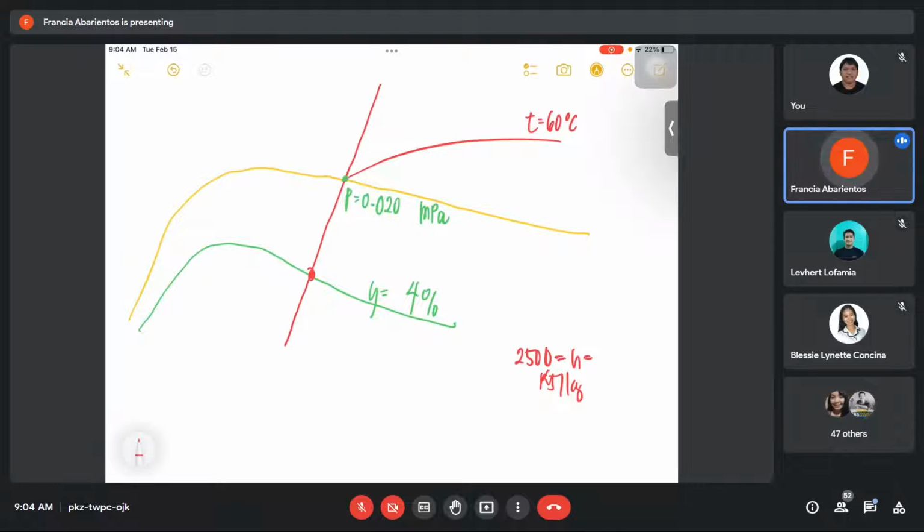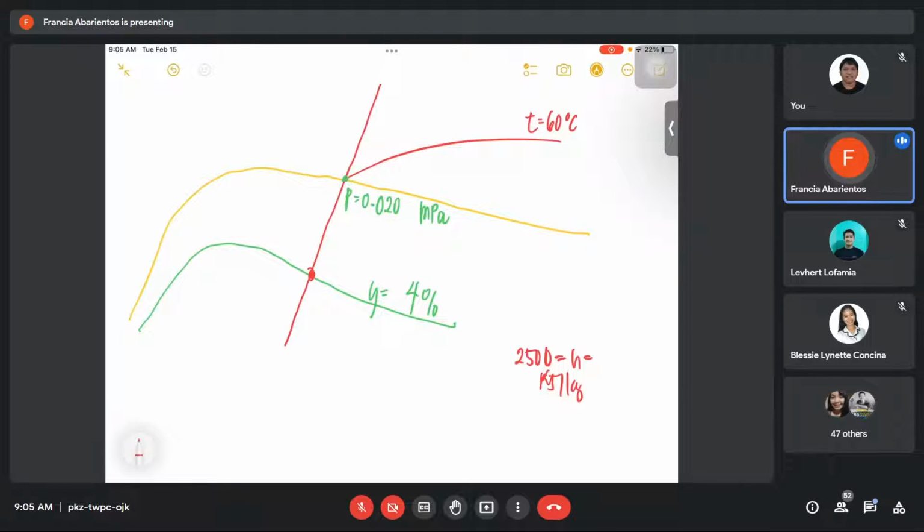Ayan. Di ba? Tama ba? What is your answer? What is the enthalpy? Pwede nga i-chat nyo. Sige nga, chat. 2515. Ayun, no? Meron na pala 2518. Okay, yung iba. Dalawa lang estudyante ko. 2517. Okay, para sure kayo, class.